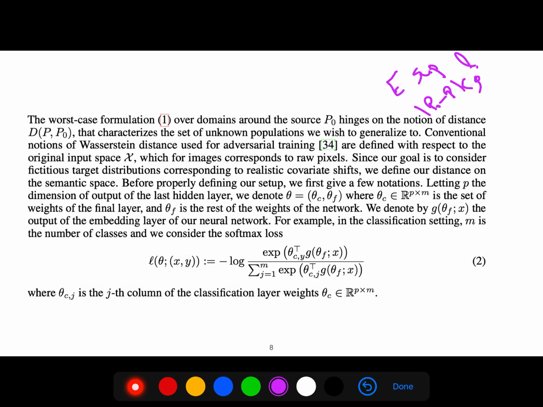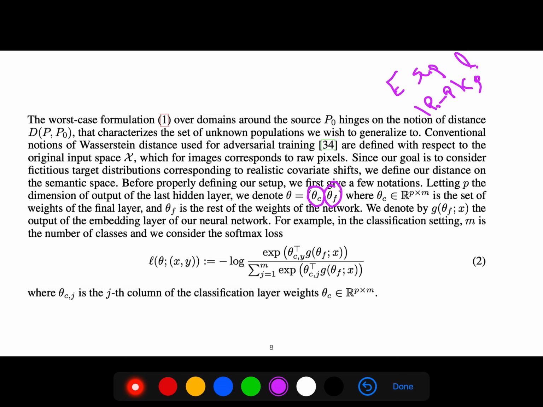Before properly defining our setup, we first give a few notations. Let p be the dimension of the output of the last hidden layer, and theta_T is the set of weights of the final layer. This one is just the final layer. And theta_F is the rest of the weights of the network.